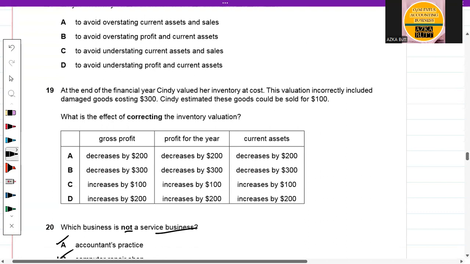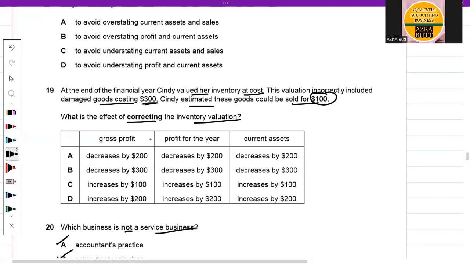Okay. So after that, at the end of the financial year, Cindy valued her inventory at cost. This valuation incorrectly included damaged goods costing $300. Cindy estimated these goods could be sold for $100. What is the effect of correcting the inventory valuation?